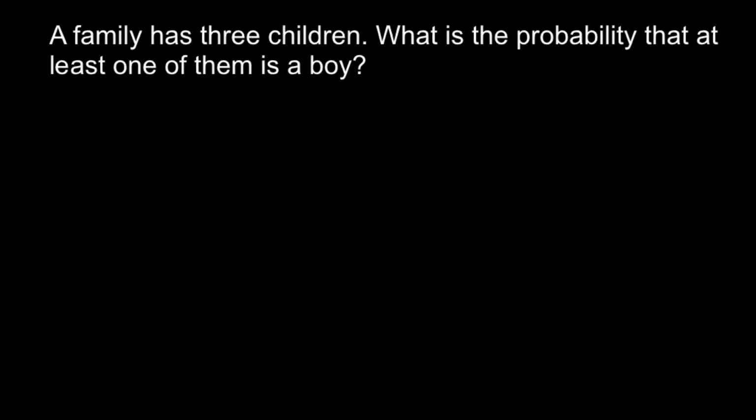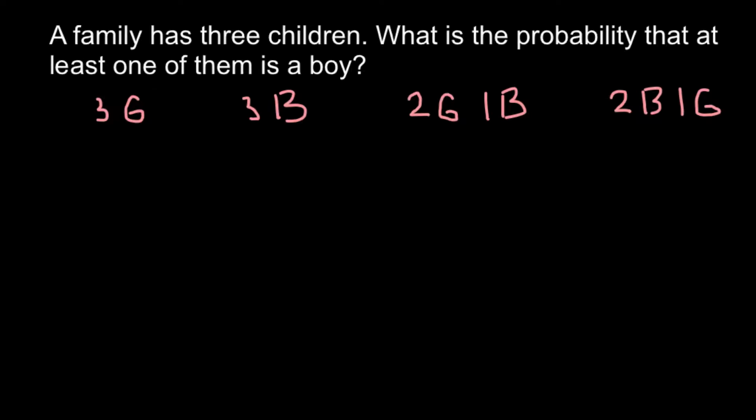So what variants may we have? We may have a family with 3 girls. So first variant, 3 girls. Second variant, we may have 3 boys, so all 3 children would be boys. Another variant would be when we have 2 girls and 1 boy. And the last variant can be when we have 2 boys and 1 girl.